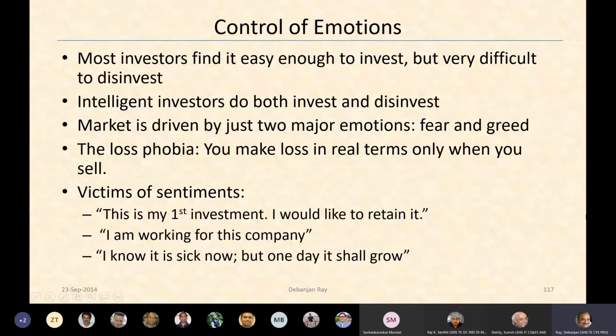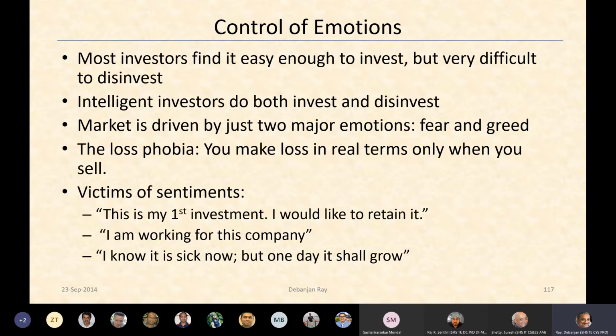So, one important thing, victims of the sentiment. This is my first investment. I would like to retain it. That is of the wrong impression. Okay, I am working for these companies. Maybe I am working for Siemens. But even if the Siemens stock is falling down, I love my company. I love the stocks. Basically, you are not loving the stocks. What you love is only the money. Money is the sole decision maker, not which company the stock belongs to.